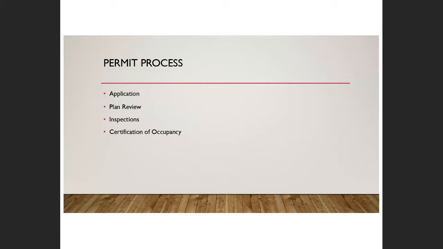So again, the process: you apply for the permit. There is a plan review, right? Plan review is where the drawings are looked at in the village or at the town hall and the building department. That plan examiner is looking to make sure that your plans adhere to the building code that city or town follows.